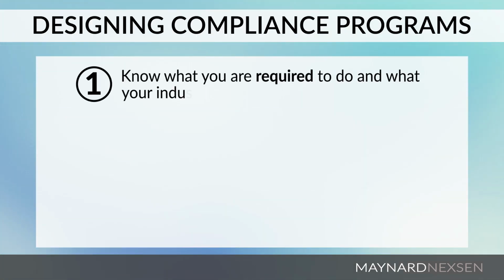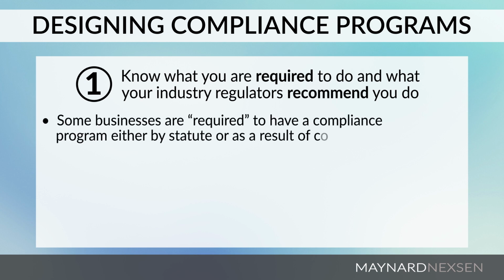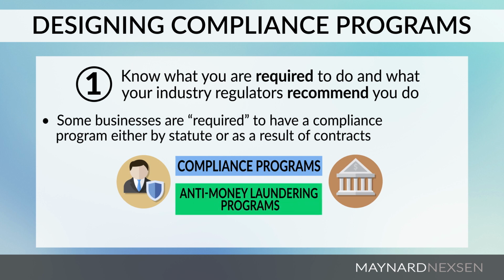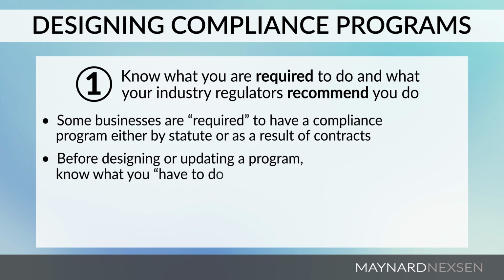Step 1. Know what you're required to do and what your industry regulators recommend you do. As we discussed in part 1, some businesses are required to have a compliance program, either by statute or as a result of contracts. For example, many government contractors must have a compliance program, and many financial services businesses must have certain compliance programs, like anti-money laundering. Before you begin designing or updating a program, you must know what you have to do.